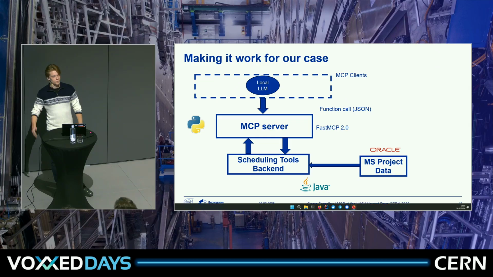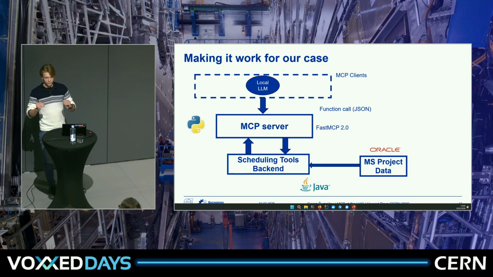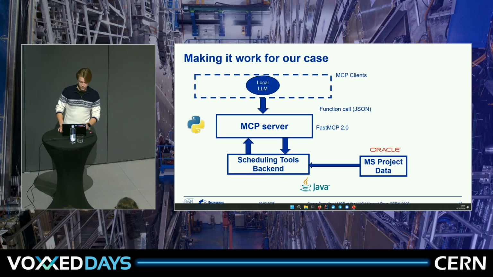Then we have the Java application sitting on top, which is scheduling tools backend, and it's connected to the database. And now the idea is to make an MCP server on top so that we can expose those APIs and then use the local LLM at CERN. So the one on premise, or the one running in your machine, for example, or the one elsewhere.